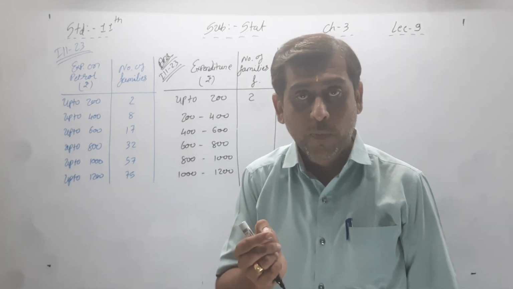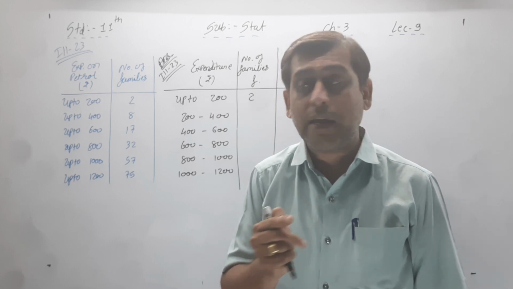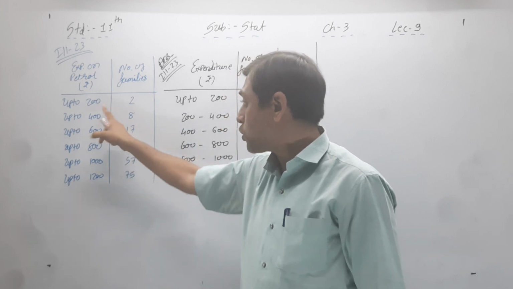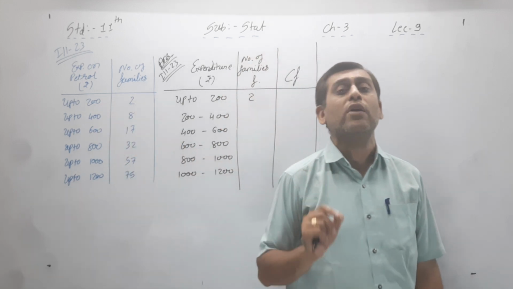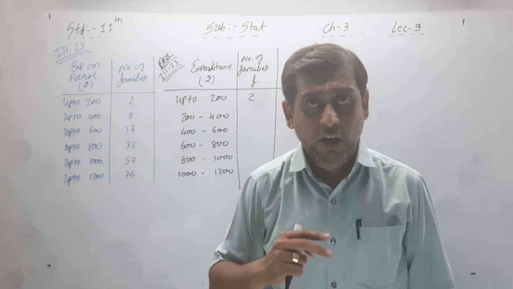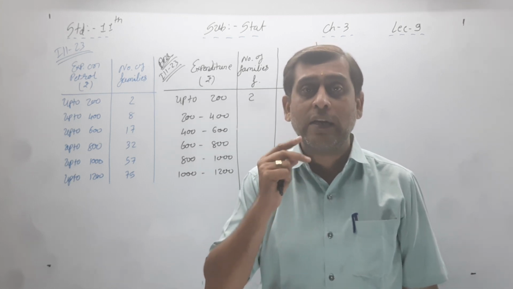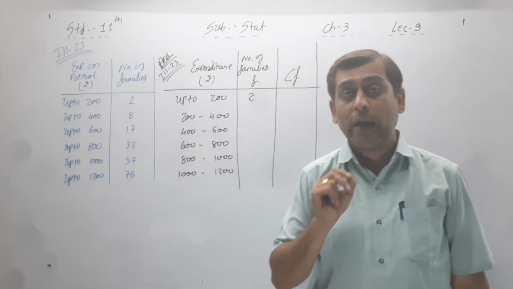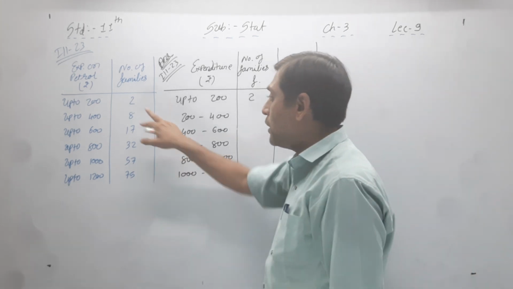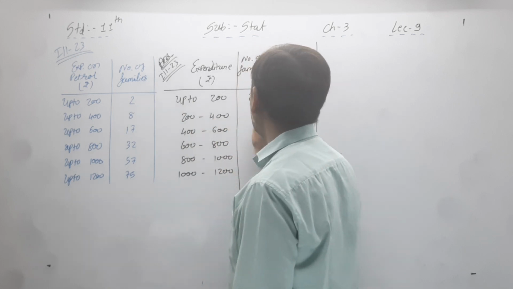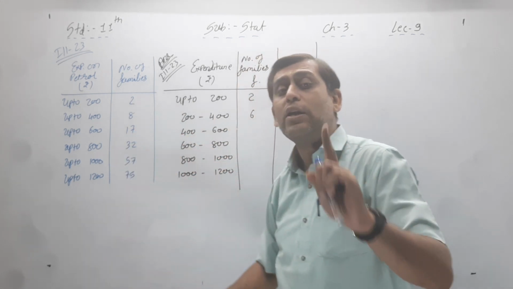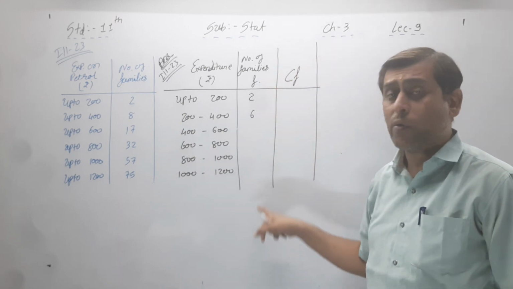Whenever a below, up to or less than class is given, the corresponding frequency is not the original frequency. You have to subtract second minus first, third minus second, fourth minus third, and so on. On the basis of that, you have to find out the original frequency. So 8 minus 2, here the second frequency is 6. 17 minus 8, do it in your calci and show it in the frequency column.